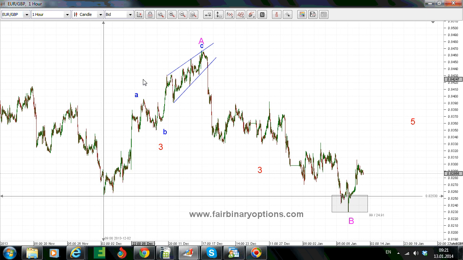But this, I would say, looks like a double zigzag. First of all, the move is channeling too well. You might say it is not channeling that well. Well, it is. If you clone this move here and you put it on the top side here like this, something like that, you are seeing that it is channeling extremely well.